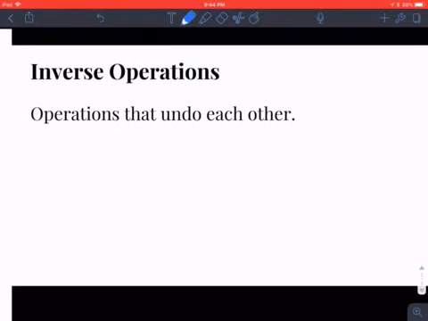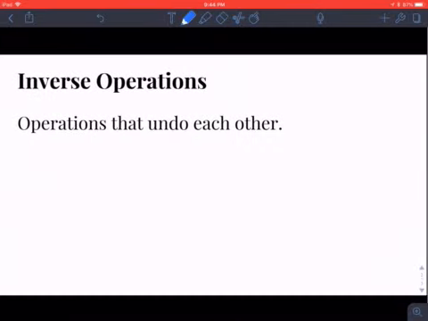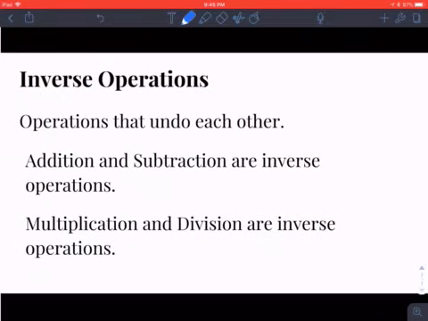All right, now we're going to talk about some inverse operations. And inverse operations are operations that undo each other. So some examples we have here. Addition and subtraction are inverse operations. Addition undoes subtraction. Subtraction undoes addition. And then again, multiplication and division are inverse operations. Multiplication undoes division. Division undoes multiplication.